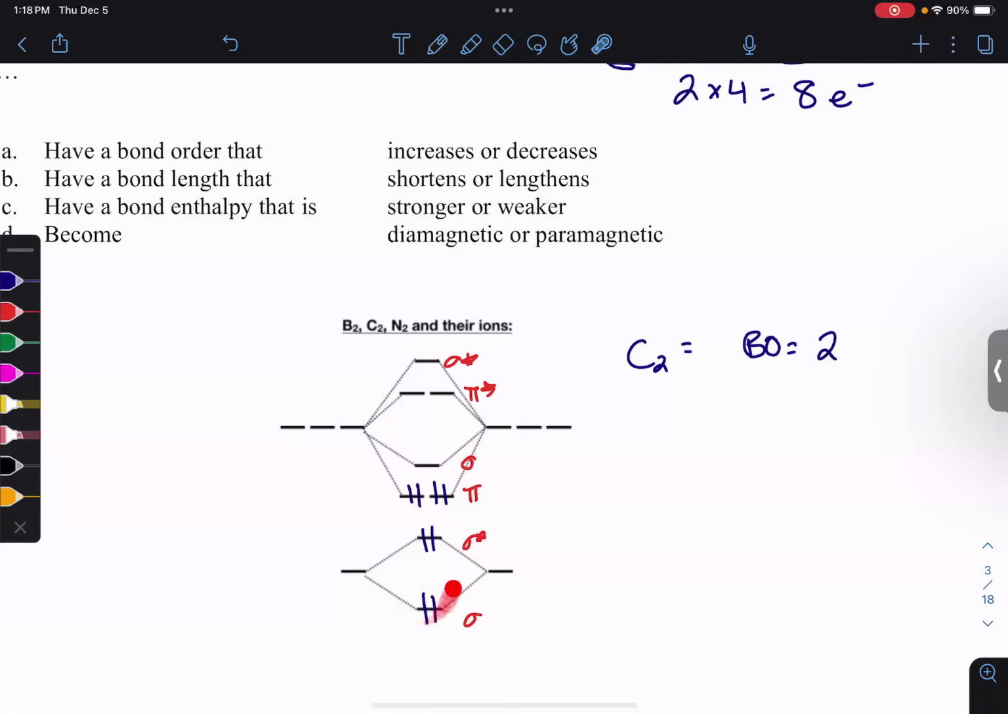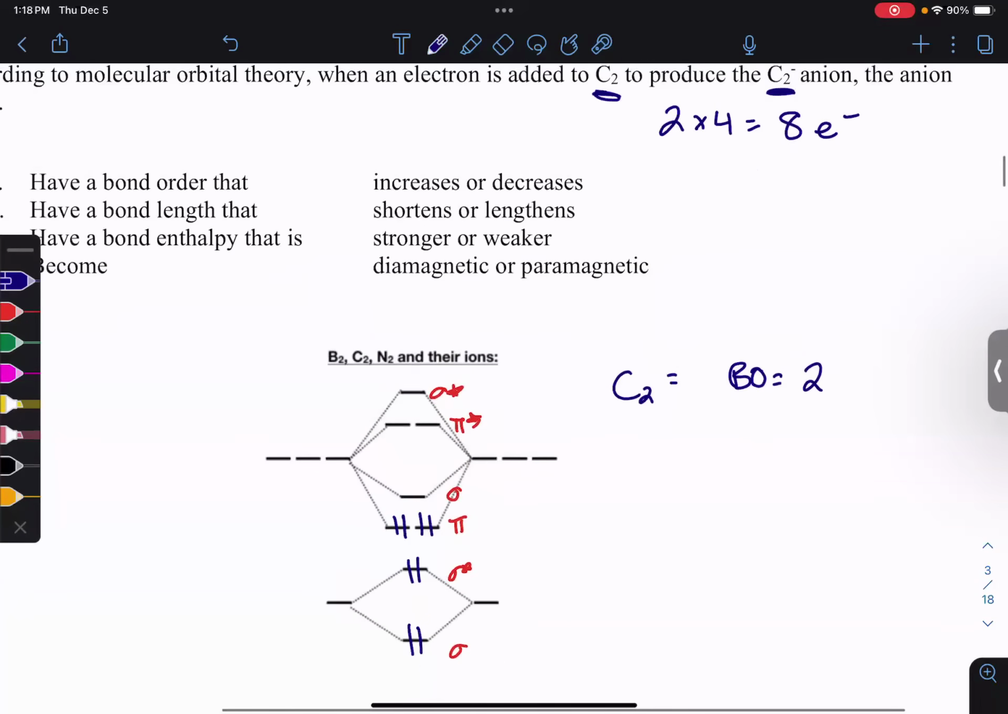Right now, is this substance diamagnetic or paramagnetic? Right now it's diamagnetic, but as soon as I make, what are we making? The anion. How do we make an anion? We add an electron. So you add it in the next available spot. Which spot is that? It is the sigma. All right, so now the anion is paramagnetic because now we have an unpaired electron.